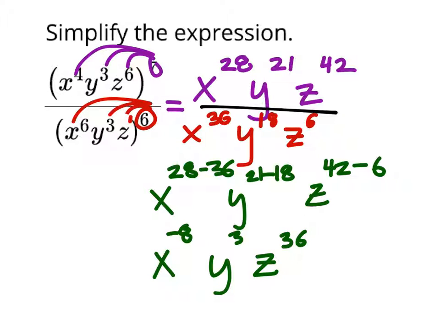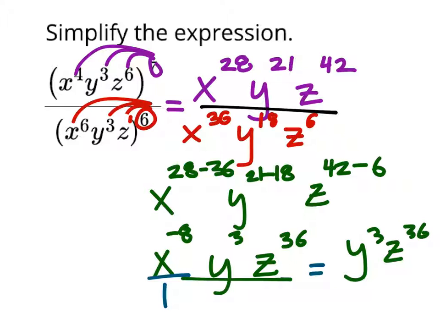Now we have a problem in this though. We got that negative exponent, which we don't want. So we'll make it a fraction and flip it. So in the numerator, these ones would stay: y to the power of 3, z to the power of 36. But now it's all over x to the power of 8. And this would be our final answer.